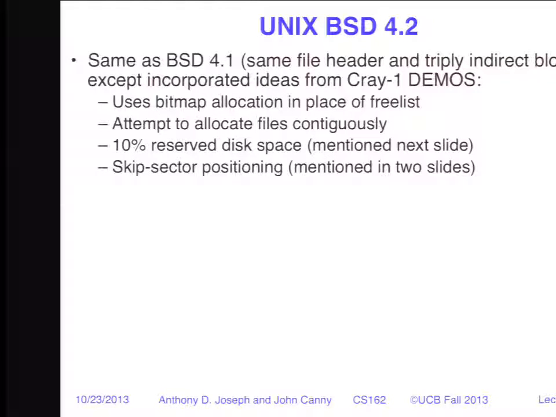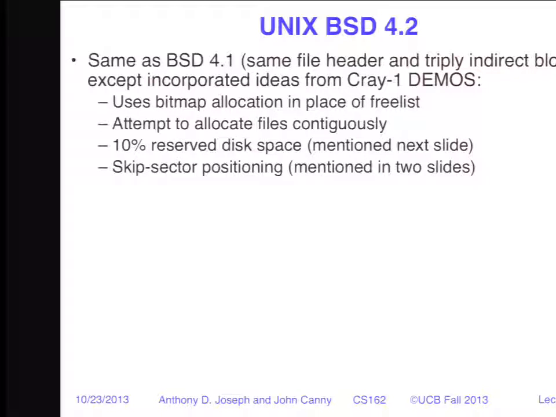So what did it incorporate from the Cray? A couple of things. One is using a bitmap instead of having a free list. So a free list is really easy to maintain. You have a free block, you just pop it on the free list. You need a free block, you pull it off of the free list. But then you end up, when you're allocating a file, with blocks scattered all over the disk. And that's not going to be good for performance.